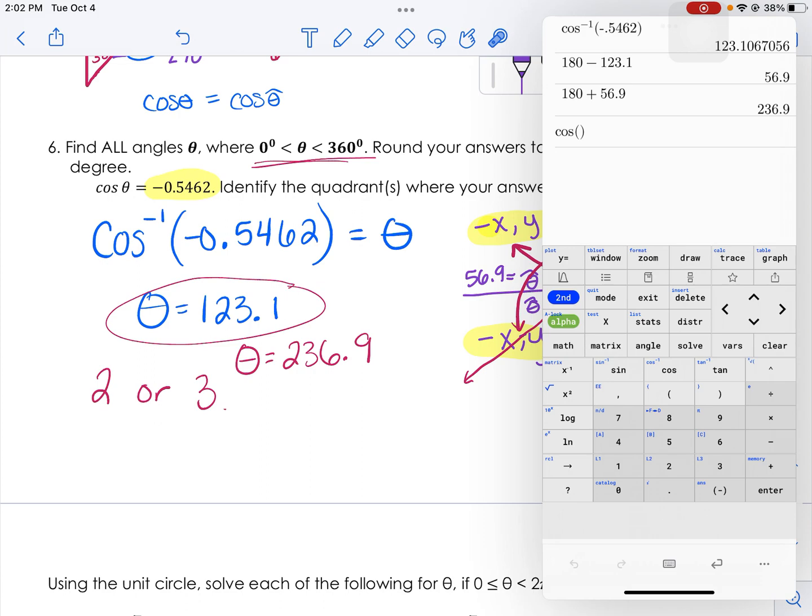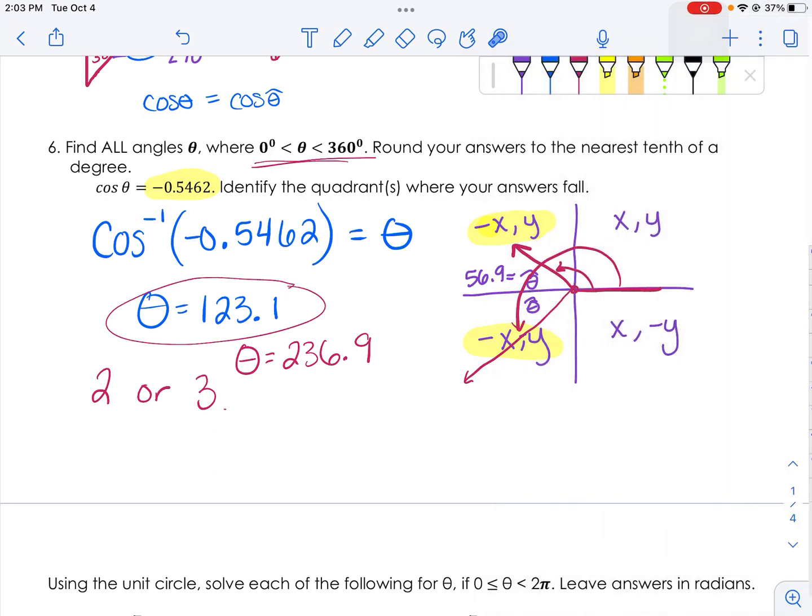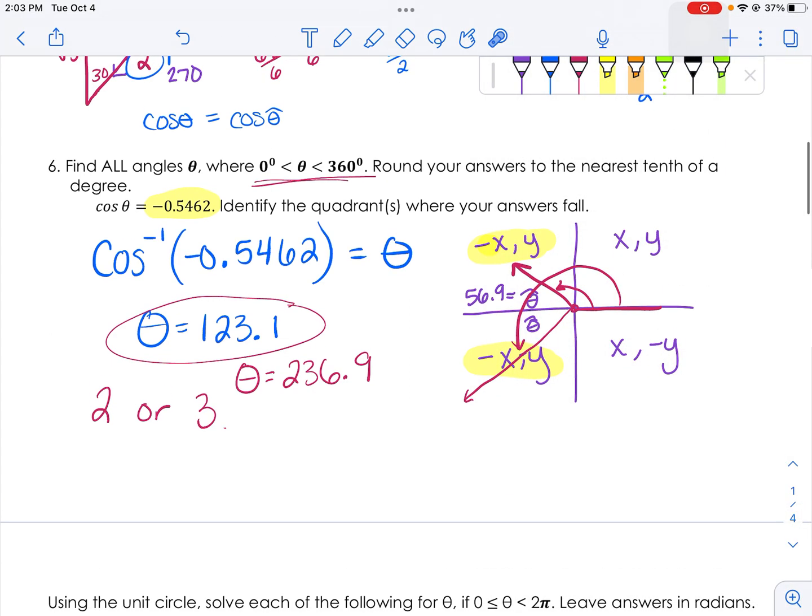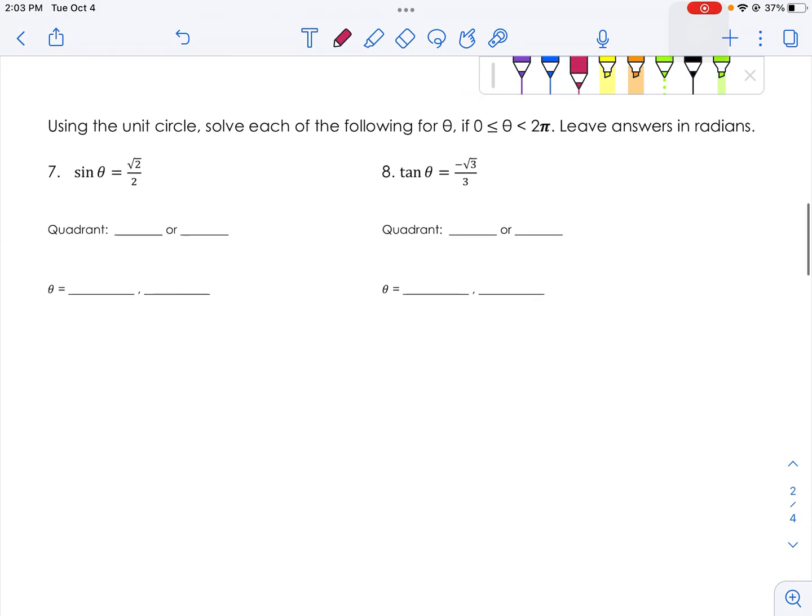You can check your answer. If you did cosine of 236.9, you should get that decimal that we started with right here. This one. It's a little bit off because I rounded, but that's what I'm looking for there. Both of these answers and the quadrants where my answers fall.